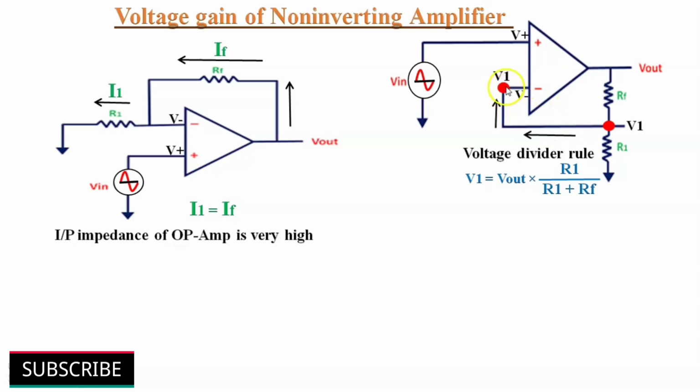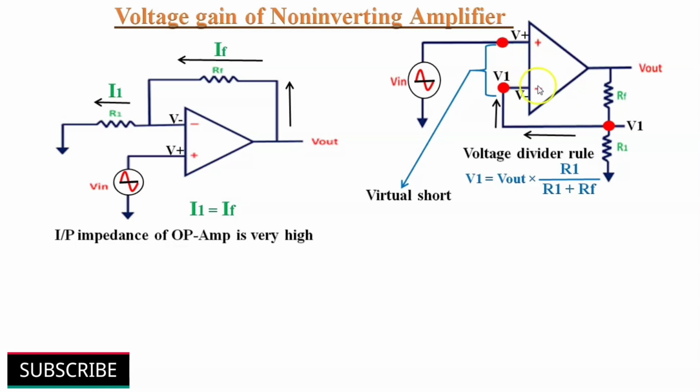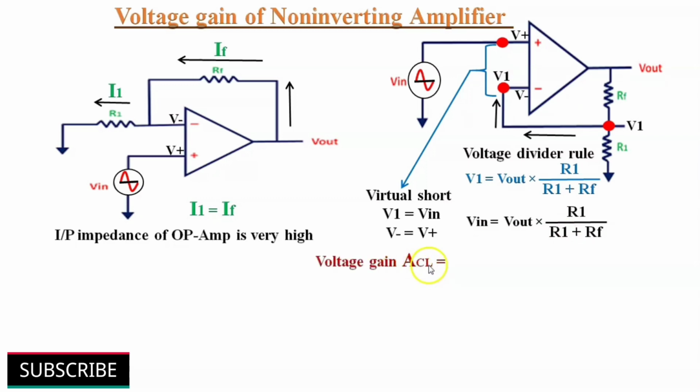The voltage at this point is also V1. According to the concept of virtual short between non-inverting input and inverting input, we can say V1 is equal to Vin, or V minus is equal to V plus at this point. So we can write this expression as Vin is equal to Vout multiplied by R1 divided by R1 plus RF. Therefore, closed loop voltage gain ACL is equal to Vout by Vin, that is equal to R1 plus RF divided by R1. After simplifying, the equation becomes 1 plus RF by R1. So the equation for closed loop voltage gain ACL of a non-inverting amplifier is 1 plus RF by R1.